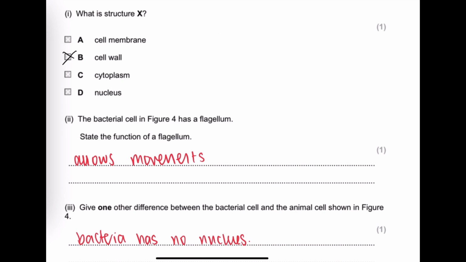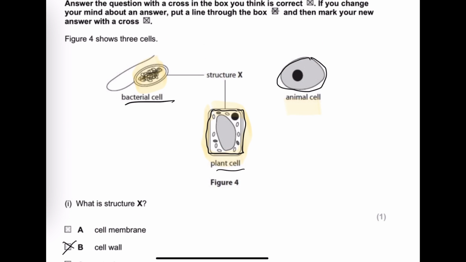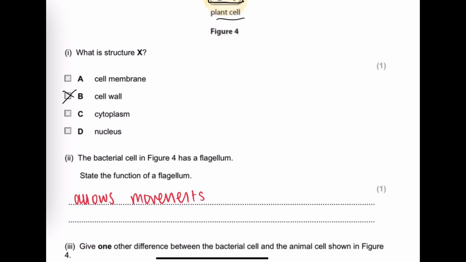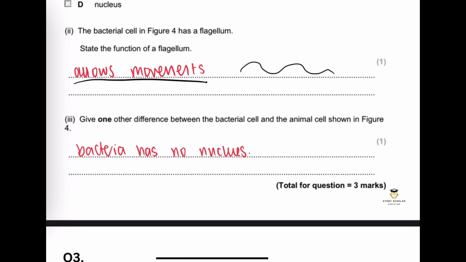The bacteria cell in figure 4 shows a flagellum. What's the function of it? This over here is it. As you can see, it's kind of like a tail, so it allows movement and mobility. It allows it to basically swim and go in a direction that it wants to.